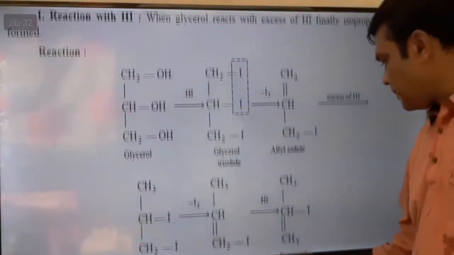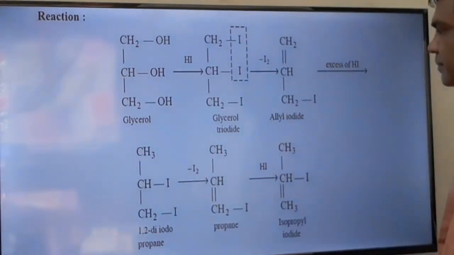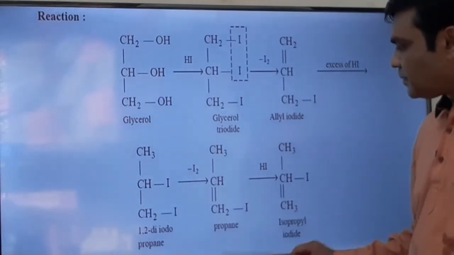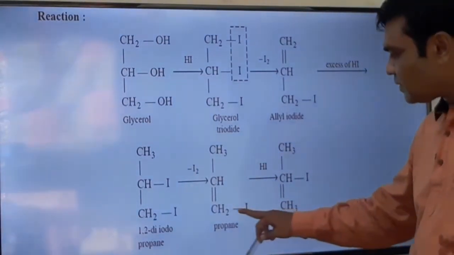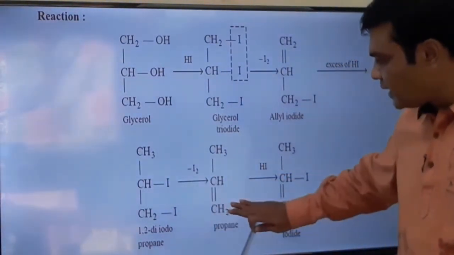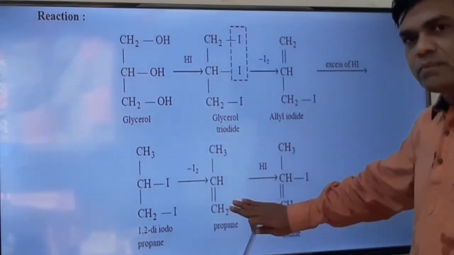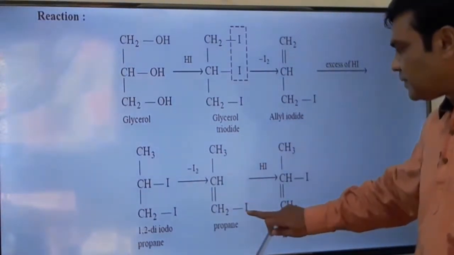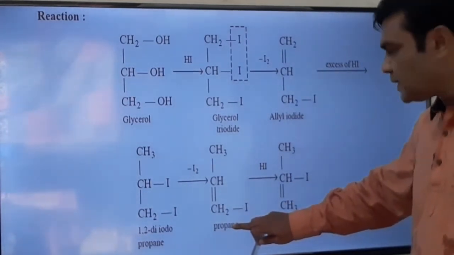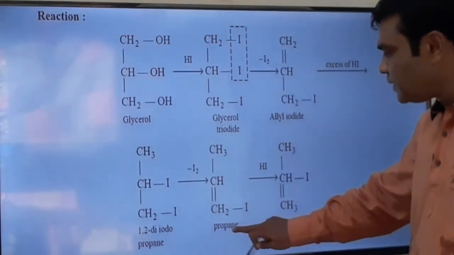Okay, and the next is again removal of iodine, minus I2. There is a formation of this one. Now here there is a correction. There will not be an absence of iodine. The iodine will be removed. This I2 will be removed, and what happens? We get this. What is this? CH3 single bond CH double bond CH2. Please exclude this iodine. What is this? It is propene, not propane. By mistake here propane has been written, so excuse me for that. It is propene, P-R-O-P-E-N-E.